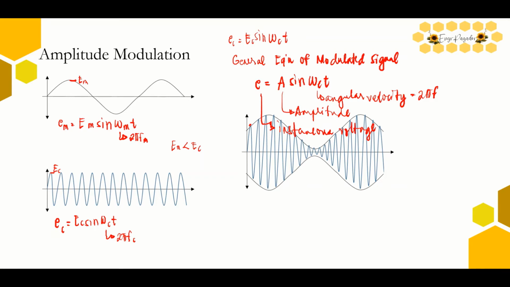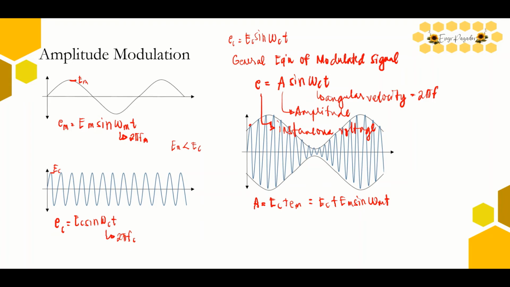Okay? So how do we get the amplitude of our modulated carrier? Its amplitude will be equal to E_C, the peak amplitude of our carrier, added to e_m, the instantaneous value of our modulating signal. If you substitute the equation of our e_m, that will be equal to E_C plus E_M sine omega_m t. So this is now the amplitude of our modulated carrier.